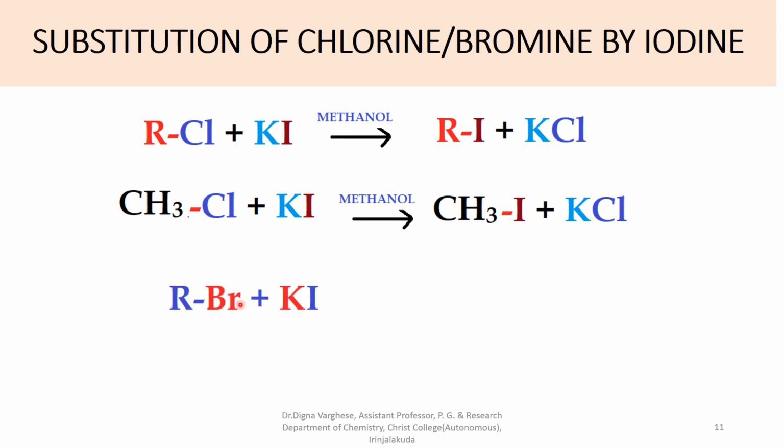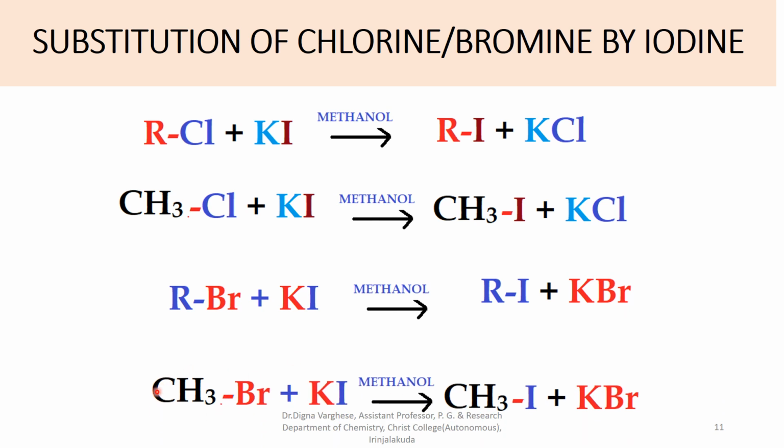Here you can see an alkyl bromide reacts with potassium iodide, alcoholic solution of potassium iodide, forming alkyl iodide plus potassium bromide. Methyl bromide reacts with potassium iodide in methanolic solution. It will form methyl iodide and potassium bromide. Here you can see the substitution of bromide ion by iodine. Okay, forming methyl iodide.